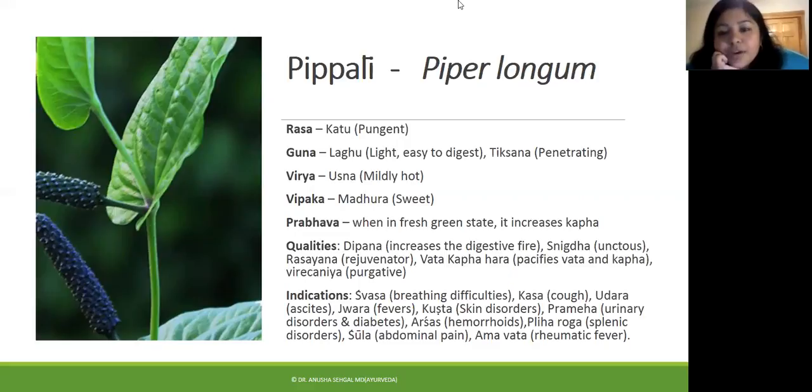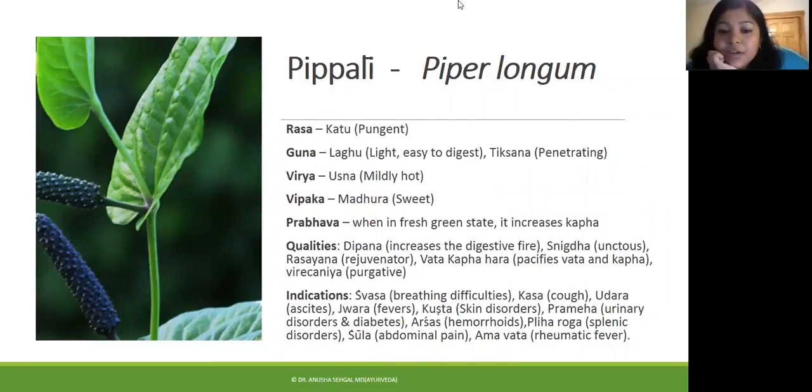Okay. So the Rasa, Guna, Virya, Vipaka we're going to go through for all of the herbs. For Pipali, the rasa is Katu rasa, it's pungent, and you're going to notice that almost all of the herbs in this group are pungent or predominantly pungent in taste. Remember, pungent taste helps to increase the Agni because it has the fire element in it. The guna or qualities are laghu, so it's light and easy to digest, and it's also tikshna, or penetrating.